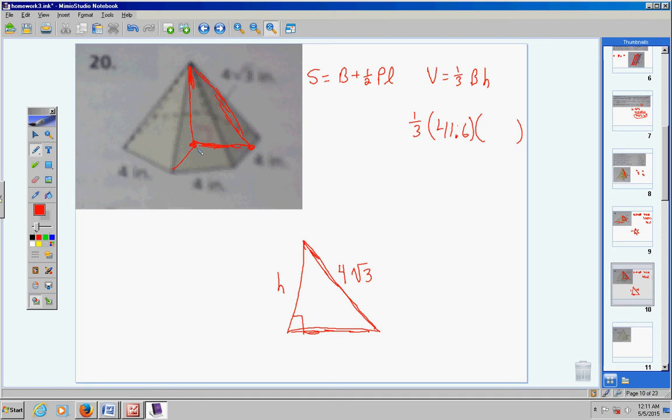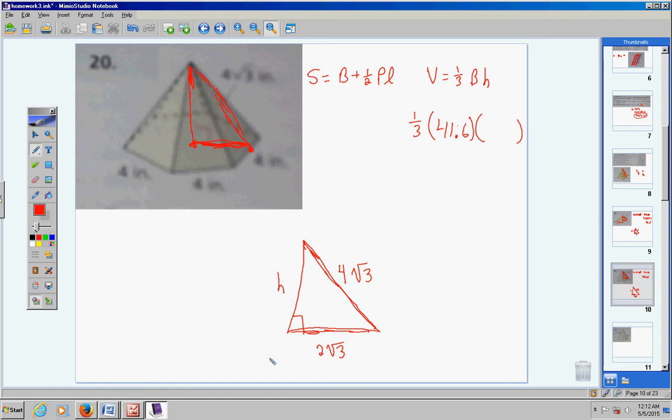Guys, that's the apothem. Remember, this is the base that we just dealt with. This line right here, guys, is the apothem. Let me clear all that out and show you. This right here is the apothem. It goes from here to the midpoint of the side. So the apothem was, what was it? 2 square root of 3, I believe.